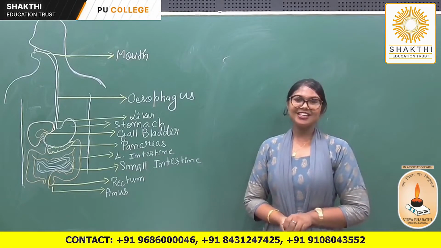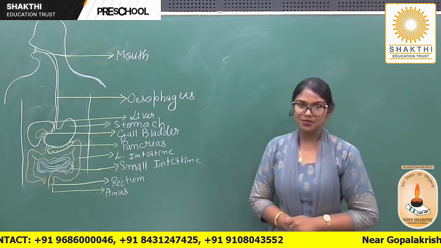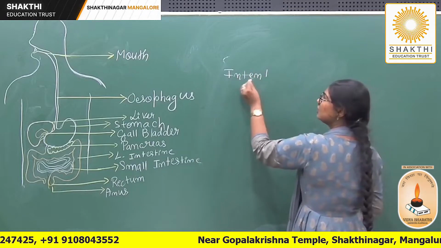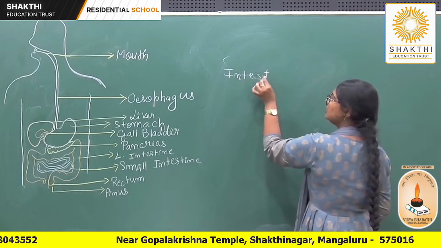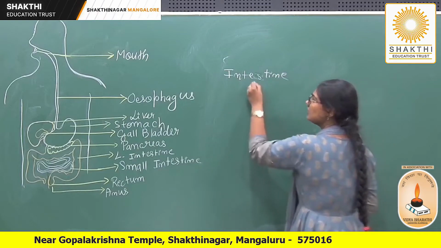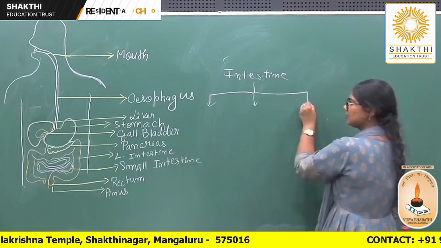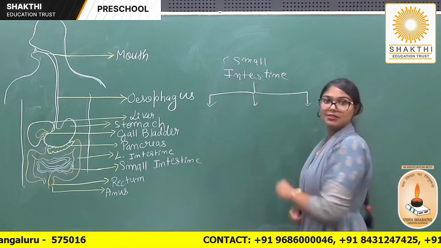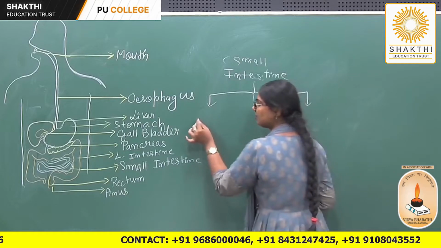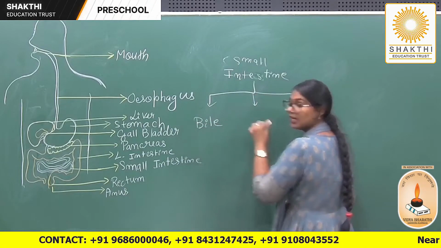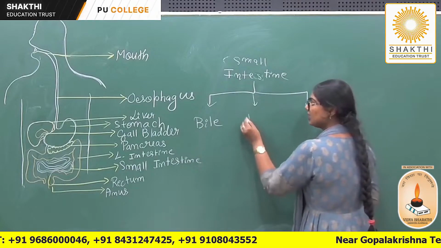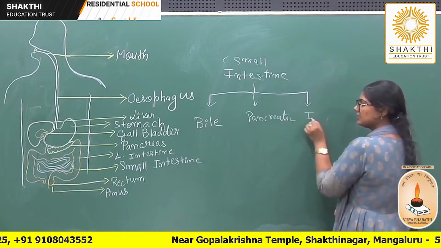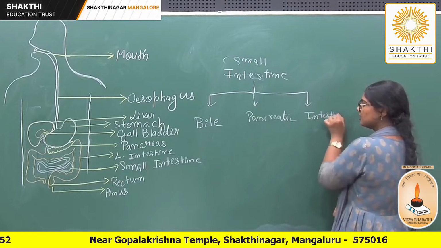The intestine receives 3 types of juice, students. Now specifically, we are talking about the small intestine. The small intestine contains 3 juices. Please remember this. The small intestine has 3 juices. First one is the juice that is coming from the liver, which we call the bile juice. Second one is the pancreatic juice, and third one is the intestinal juice.